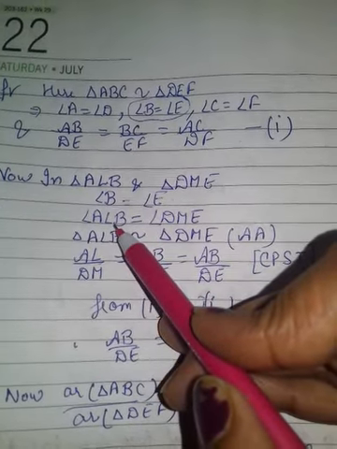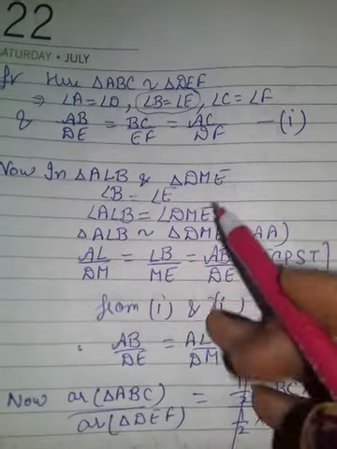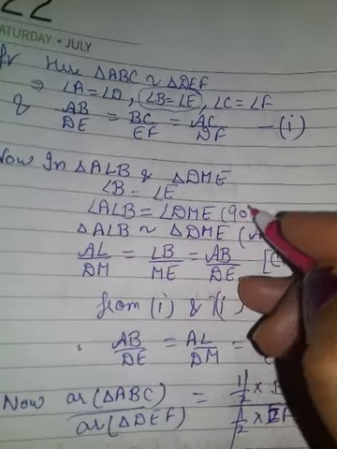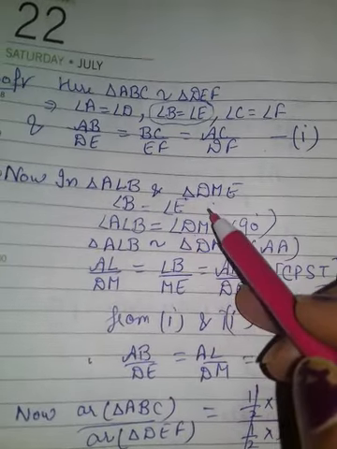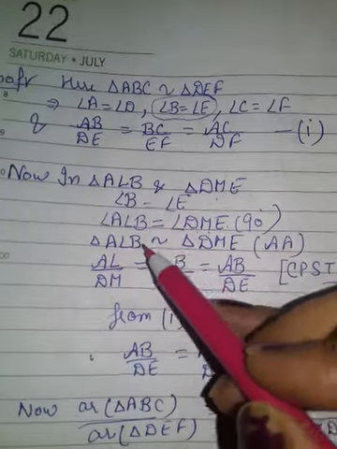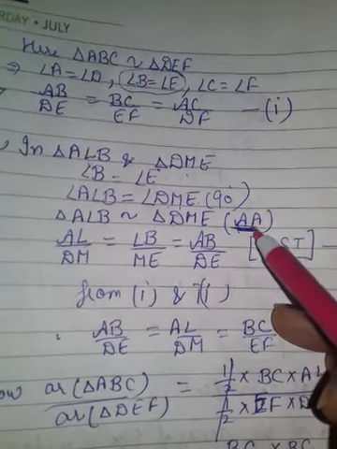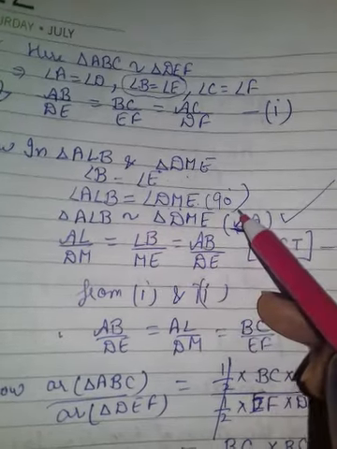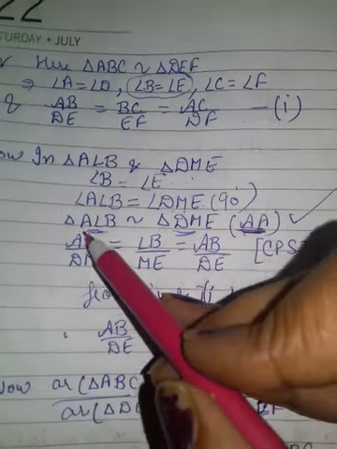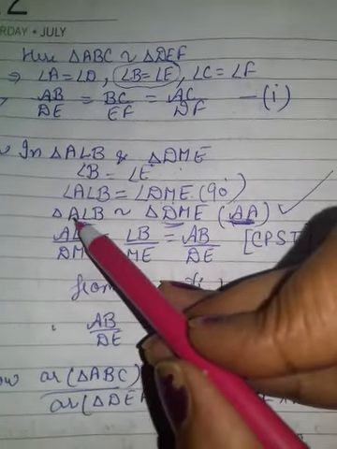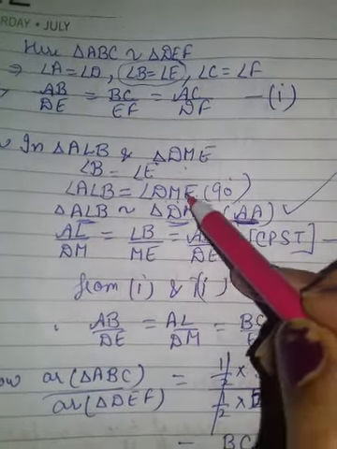Second, we have constructed it so that angle L and angle M are 90 degrees. So if you have two conditions, you are able to find two angles equal, then these two triangles are similar. By which rule? AA rule. And if you have done this part, it means you can write that the corresponding ratio of the sides will be equal: AL upon DM, LB upon ME, AB upon DE.